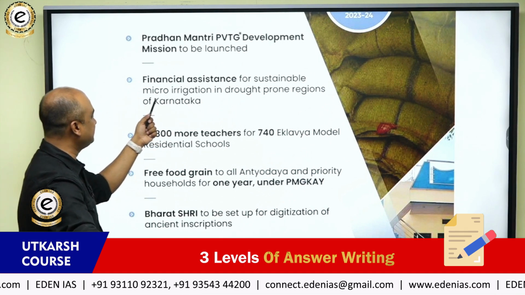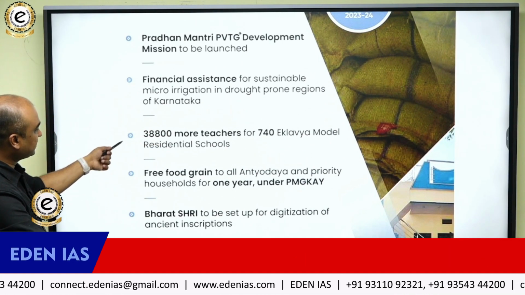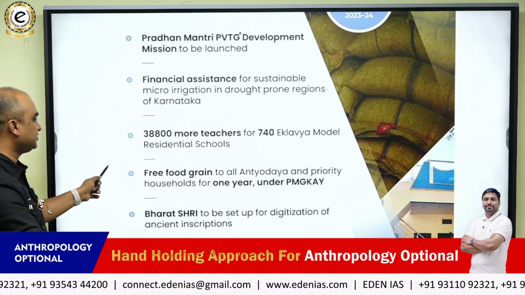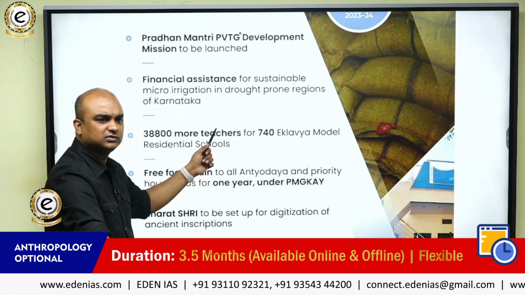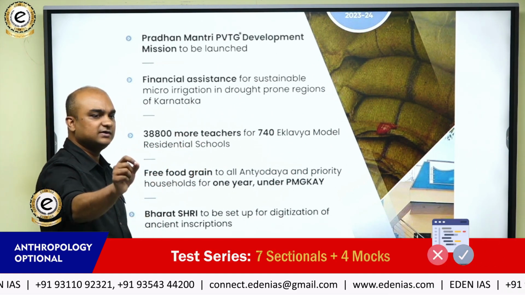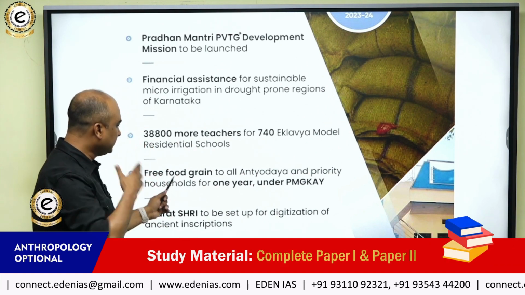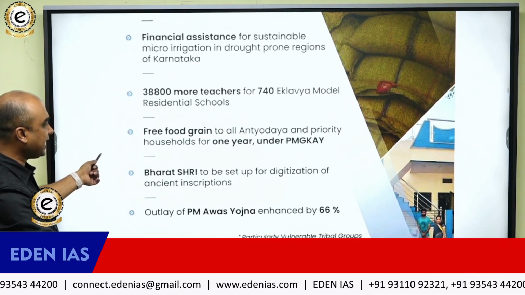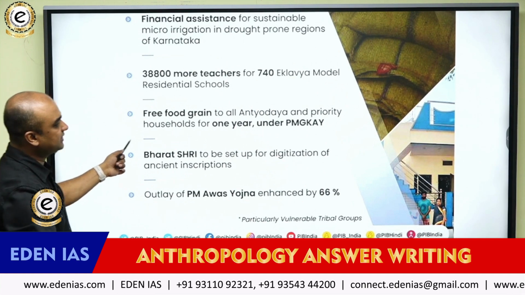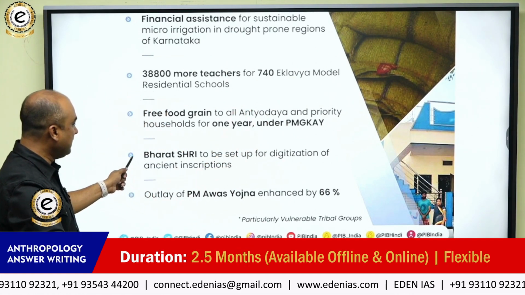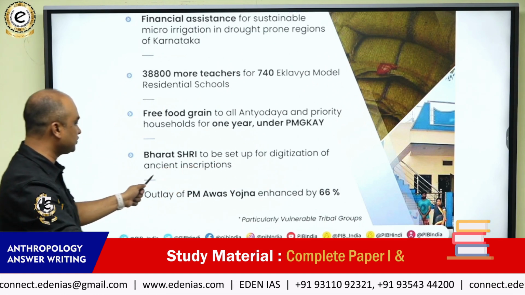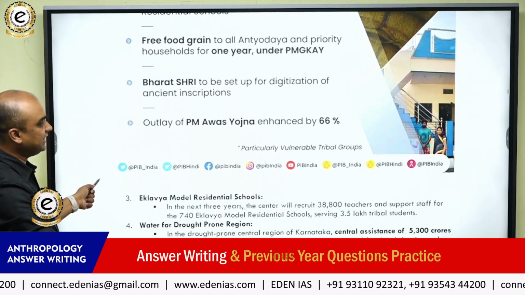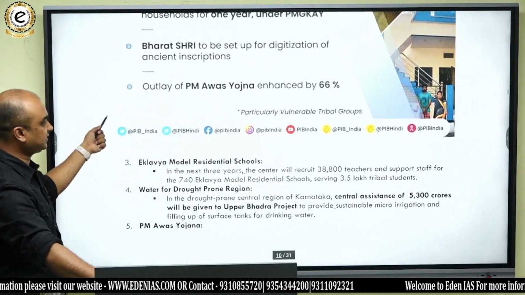Financial assistance for sustainable micro irrigation in drought prone regions of Karnataka. 38,800 more teachers for 740 Eklavya model residential schools. Eklavya schools are for, yes, for the scheduled tribe and for the marginal sections, ऐसे आप बोल सकते हो, but mostly the children are from scheduled tribe category. Free food grain to all Antyodaya and priority household for 1 year under Pradhan Mantri Garib Kalyan Anna Yojana. Bharat Shri to be set up for digitization of ancient inscriptions, right? Outlay of PM Awas Yojana enhanced by 66%.